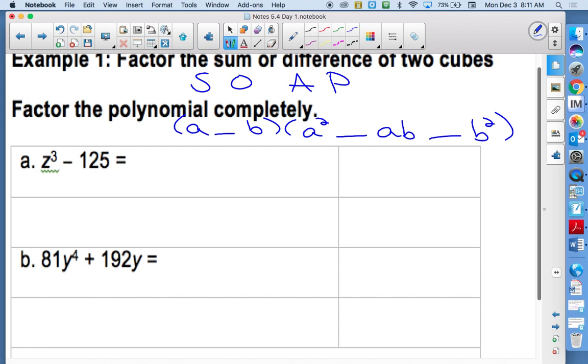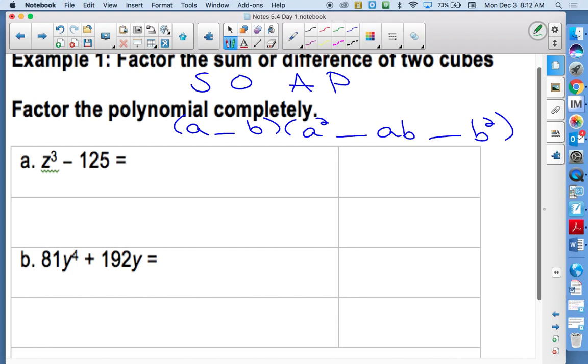SOAP helps us to determine what goes in between the two terms. So a plus b, a squared, ab, b squared. That's the pattern that you're going to have to try and remember. A plus b, a squared, ab, b squared.